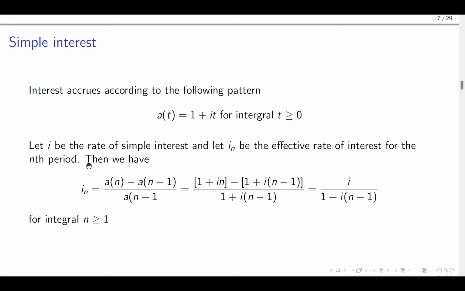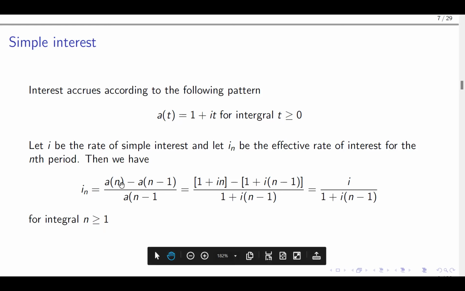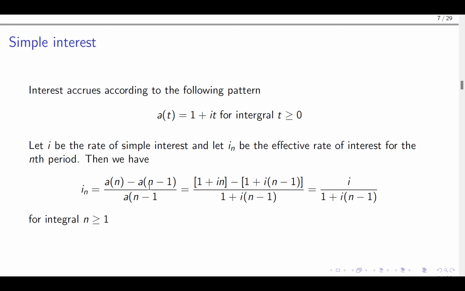Now let i be the rate of simple interest and let i_n be the effective rate of interest for the nth period. Then the effective rate of interest is given as the accumulation function at the end of the period minus the accumulation function at the beginning of the period, over the accumulation function at the beginning of the period. If you expand this mathematically, this is what you arrive at. So this is just for your information.